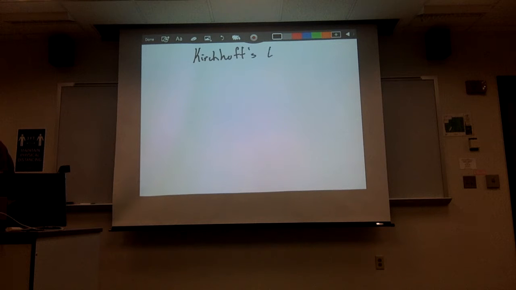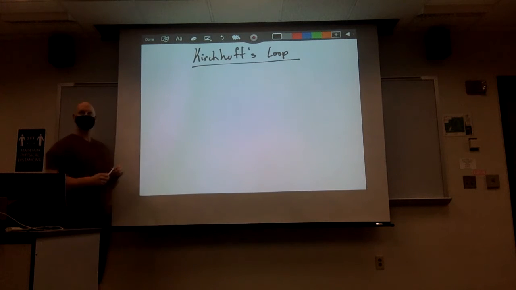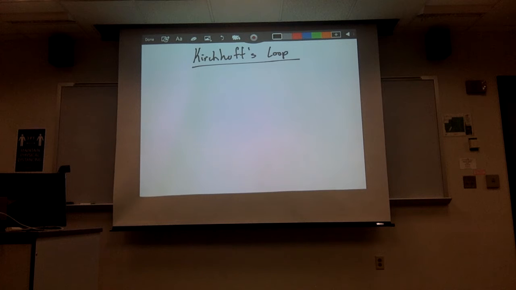So Kirchhoff's loop rules is a more general way of analyzing these circuits, which doesn't require us to put these things in series and parallel. Now in engineering, especially those guys who are in circuits or have taken circuits before, you guys call it, I think, mesh theory or something like that. But it's the same kind of idea, but we'll talk about where this actually comes from.